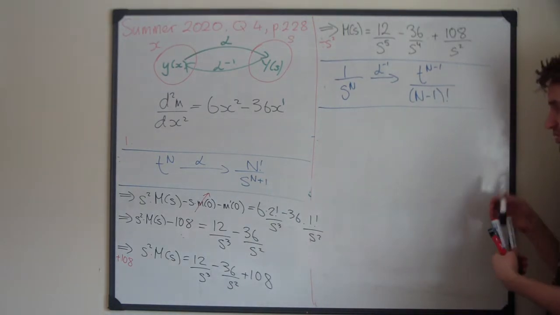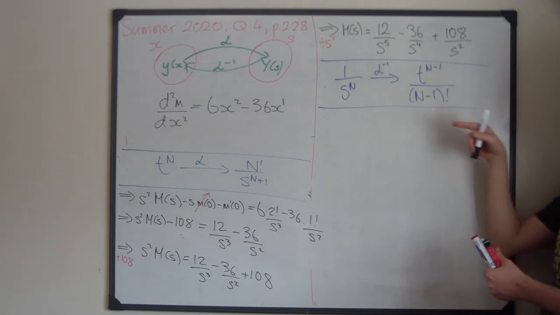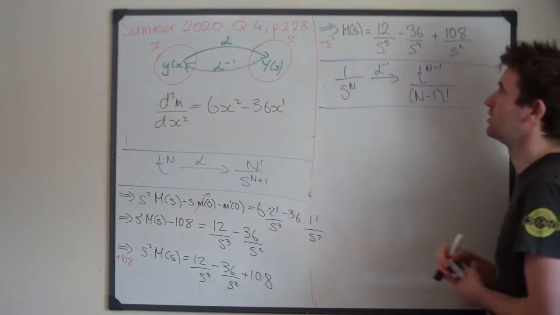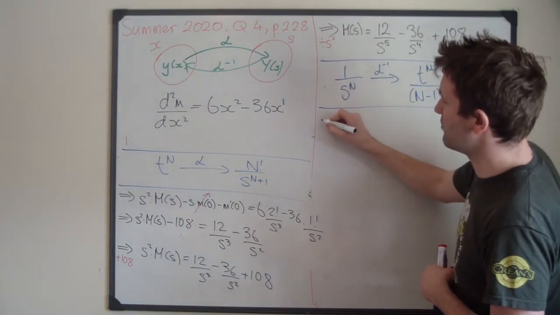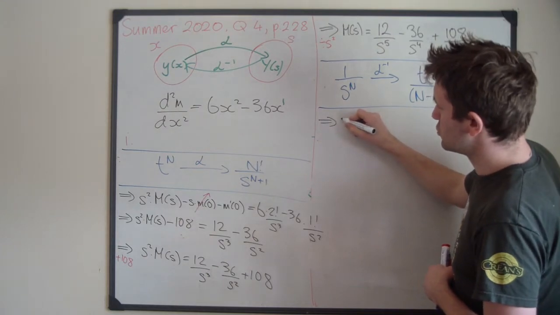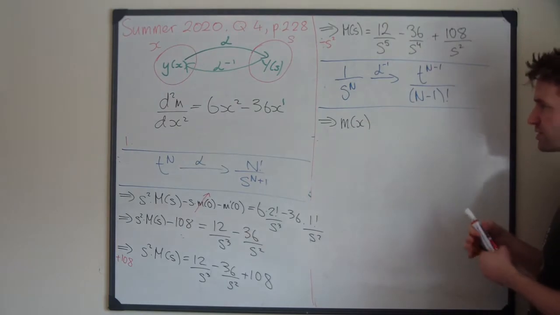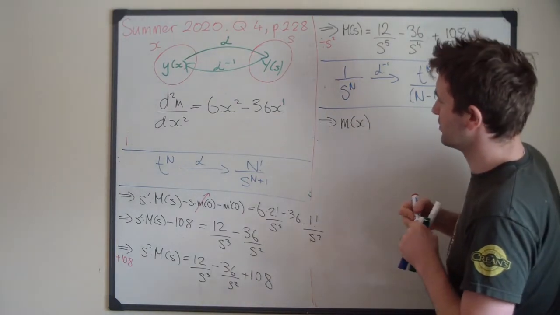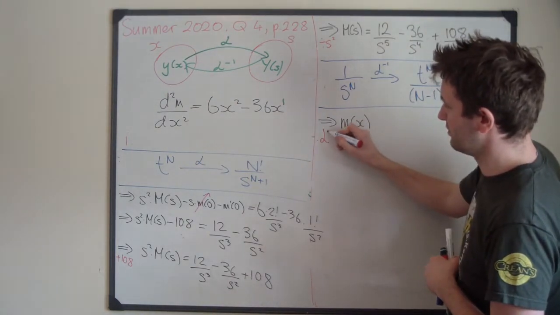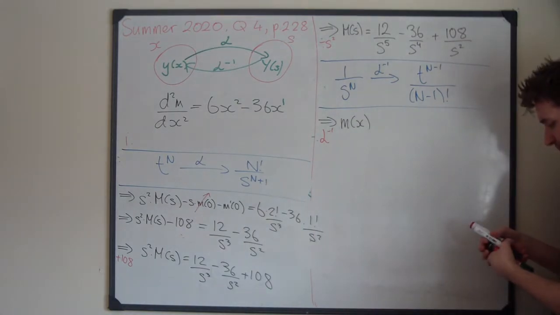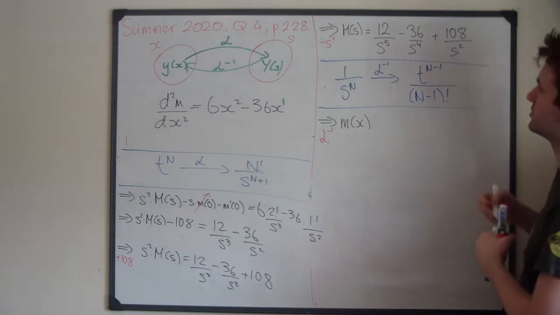Okay, now the other thing is I've got t's here, but of course we're going back to x. So we're going to go back from big M of s to little m of x, using the inverse Laplace transform. So I'm just going to write that there for myself. I like to do that. Okay, equals, fix the 12.